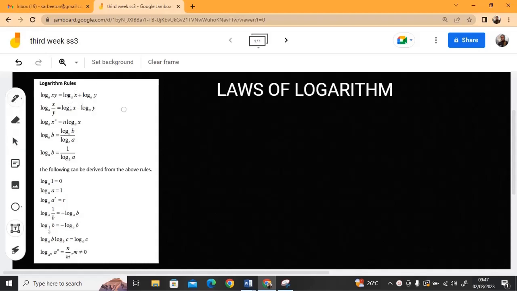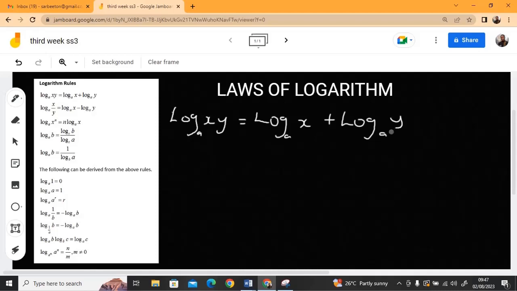Now it says that when you have log a of xy, it is the same as saying log a x plus log a y. Now these two are equivalent. It means if you are given it in this form, you can transcribe it to this form. If you are given it in this form, you can transcribe it to this form.